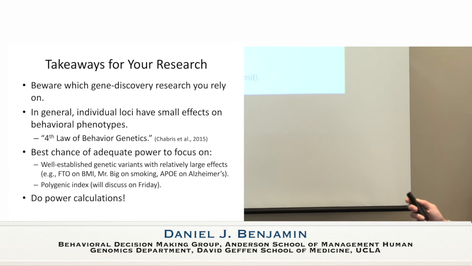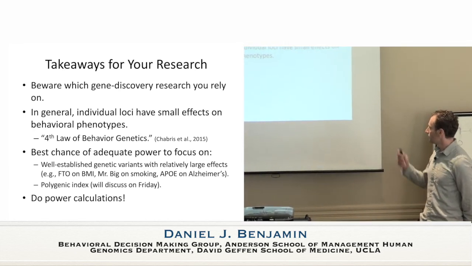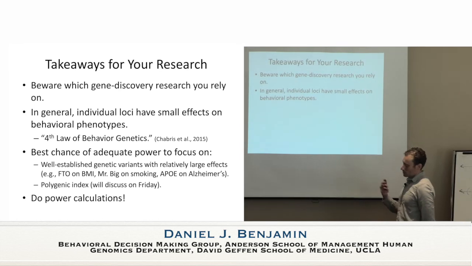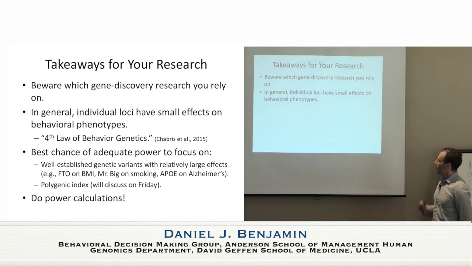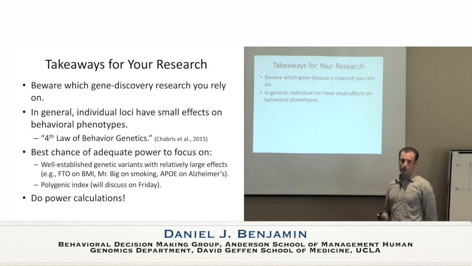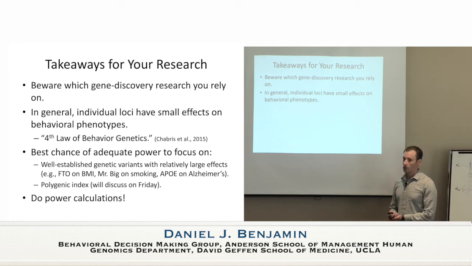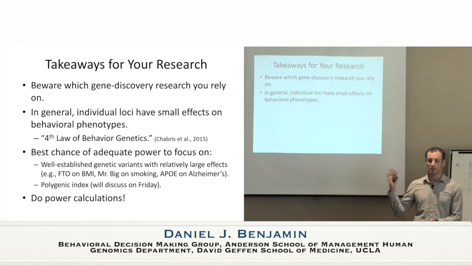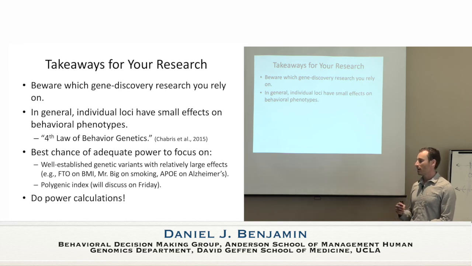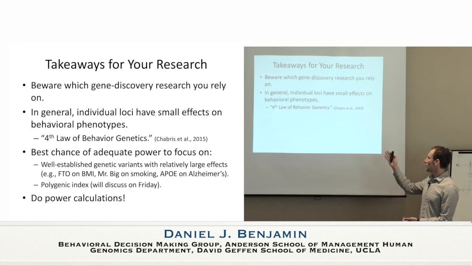OK, so let me end. Summarizing the gene discovery lectures, beware which gene discovery research you rely on. Some of it is more reliable than others. The general finding for behavioral phenotypes is that individual loci have small effects. I've talked here about educational attainment as an extended example, but we have looked at other phenotypes, risk tolerance, subjective well-being, other things, and we virtually always find this. We called this, in a paper, the fourth law of behavior genetics, adding to Turkheimer's three laws.